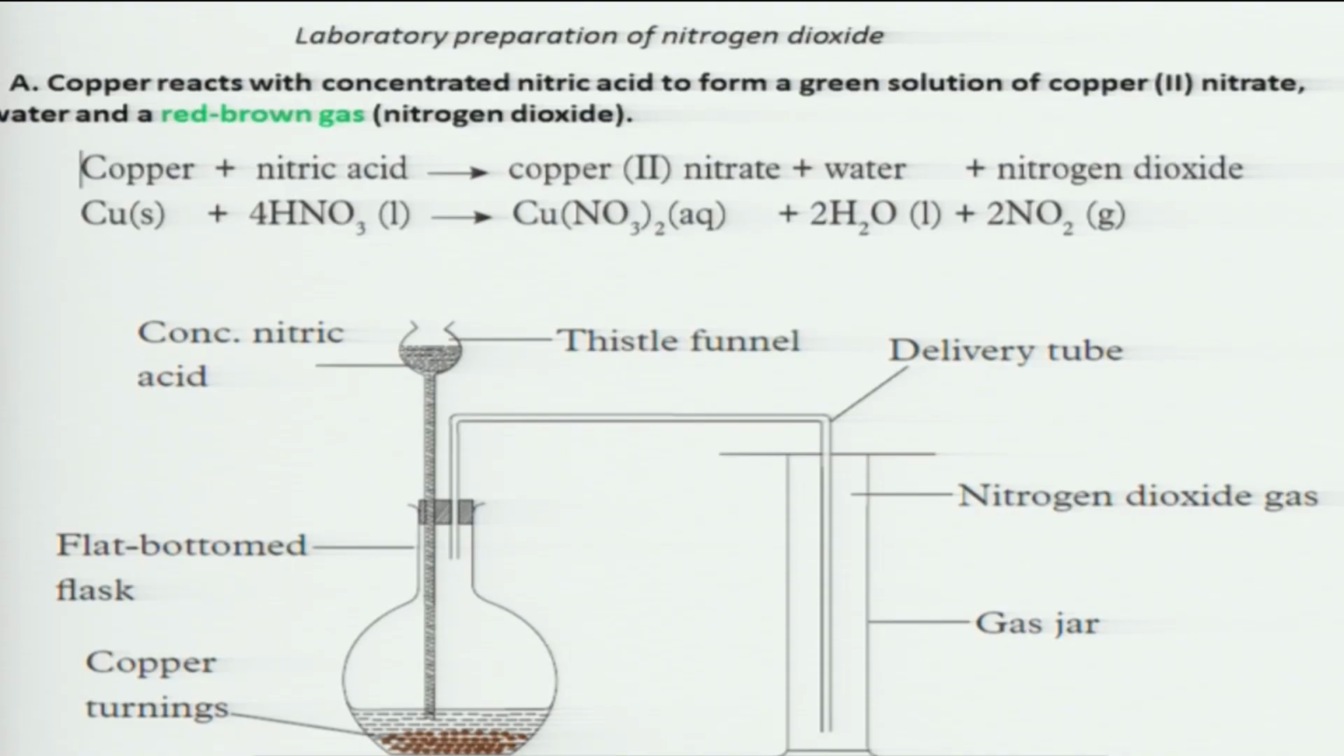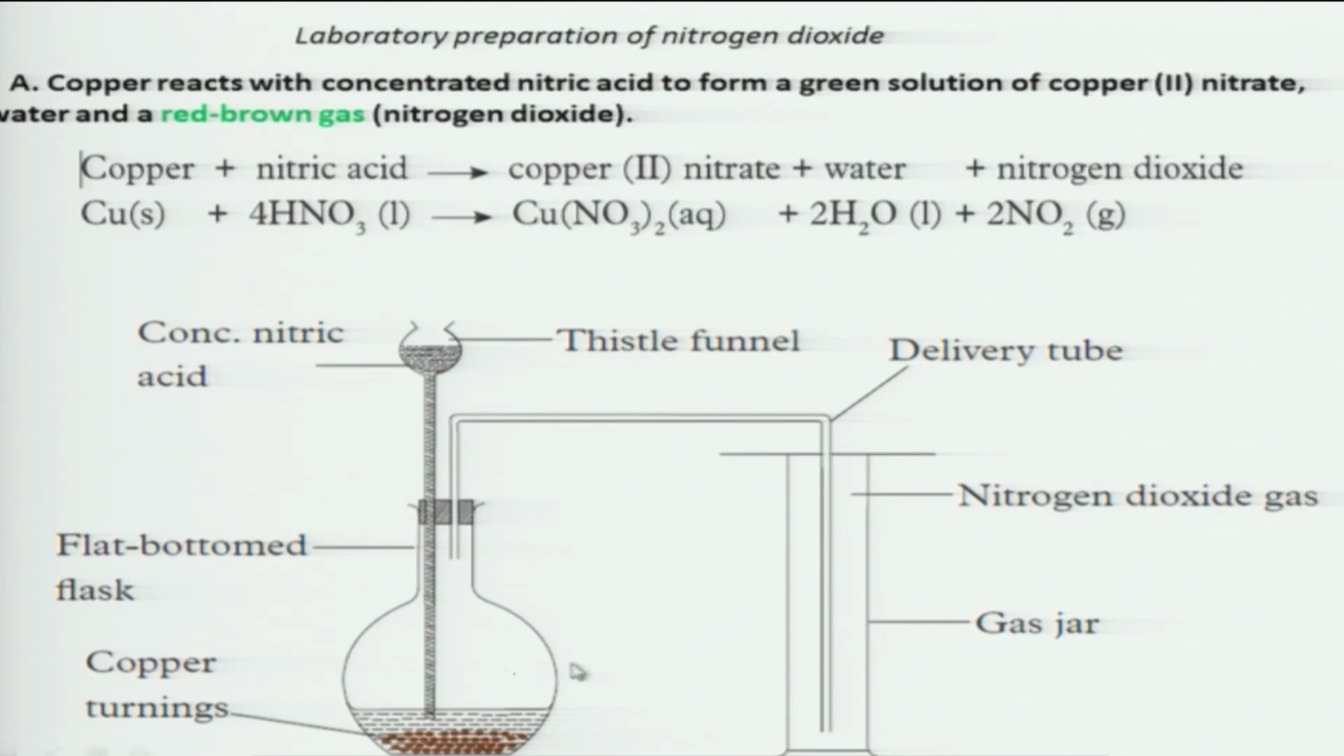We start by looking at the laboratory preparation of nitrogen dioxide. Look at the diagram on the screen or on the slides. We are going to look at laboratory preparation of nitrogen dioxide in two methods. There are many ways of preparing nitrogen dioxide, but we are putting emphasis on two major ways. One is reacting copper solid, or copper turnings, with nitric acid, all right?